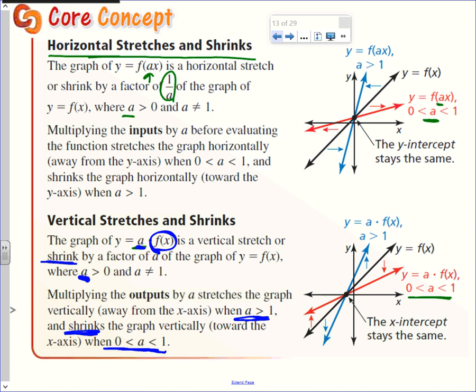If a is greater than 1, it'll be a shrink. It's kind of the opposite of vertical. If a is greater than 1, it'll be a shrink horizontally. Mine is in blue. Yours is from last week, I gave you the handout. So if a is greater than 1, it's going to be a shrink. If a is a fraction, it'll be a horizontal stretch. And we're only multiplying the input now, not the whole output, by that factor.